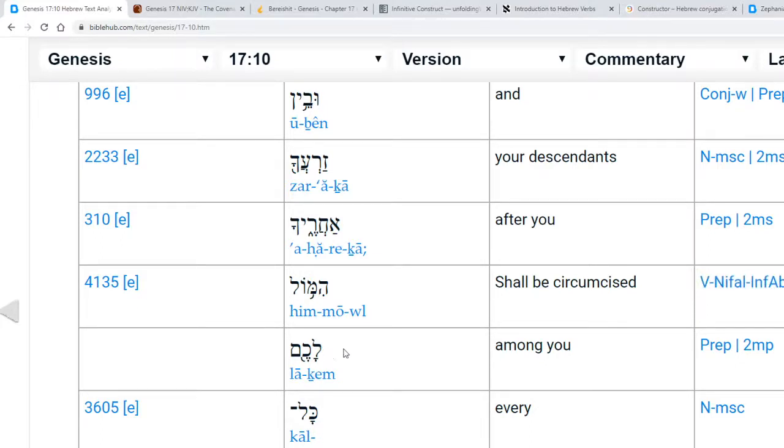Lachem, prepositional lamed, chem, second person masculine plural, all y'all, right? Kol, meaning every, zachar, meaning male, and they're saying male child, so every male, kol zachar. Himol lachem, you shall circumcise for yourselves among you, kol, all male, all that is male, kol zachar, okay? Zayin chaf resh, which actually also means to remember. And that is the root there. Okay.